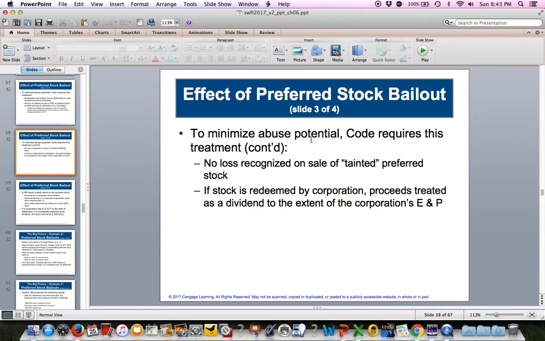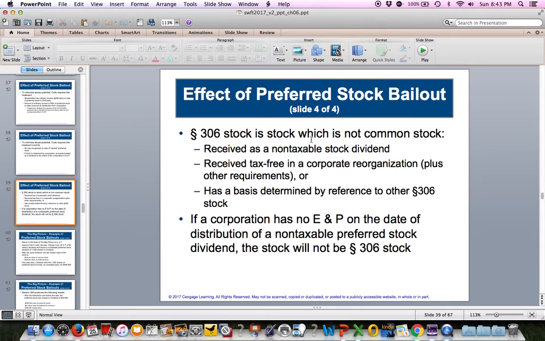To minimize abuse, the code requires no loss recognized on sale of tainted preferred stock, and if the stock is redeemed by the corporation, proceeds are treated as a dividend to the extent of the corporation's E&P.